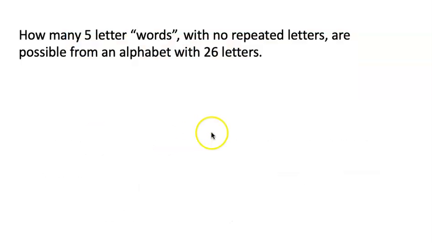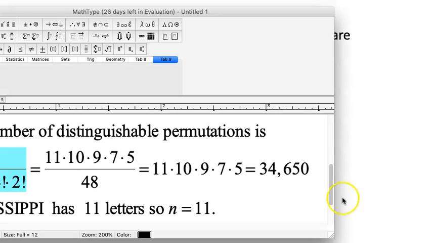Okay, here's our next example. How many 5-letter words with no repeated letters are possible from an alphabet with 26 letters? So Bob, my name, is not going to work because we have repeated B's. Plus it's only 3 letters. If your name was Rosie, R-O-S-I-E, that would work because that's 5 letters and no letters are repeated. So how many different words in quotes, so these are not words in English, these are just possible arrangements of 5 letters taken from 26?